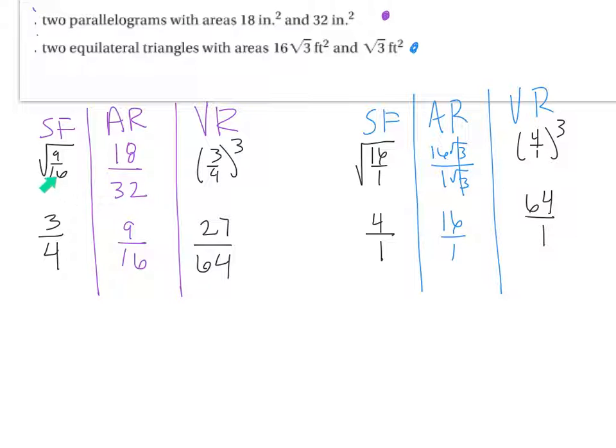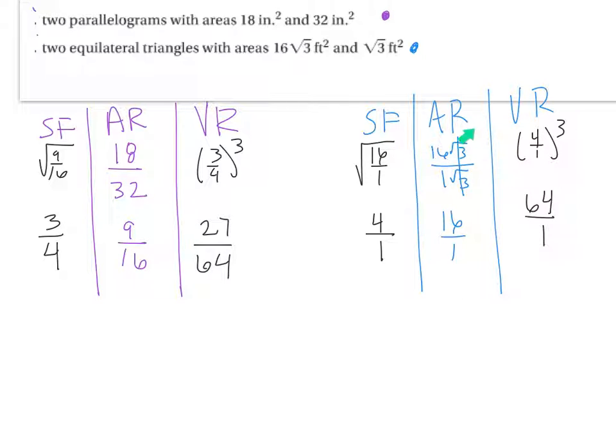I took that and I took the square root of that, because working backwards from something squared is the square root. So the square root of 9 is 3, square root of 16 is 4. And then I took my scale factor and cubed it, because volume is cubed. So I cubed that and got 27 over 64.